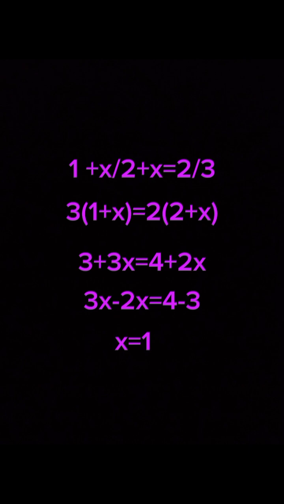So 3x minus 2x is x, while on the other side of the equation you have 4 minus 3. Now 4 minus 3 is going to give you 1 there. It means that your final answer, which is your x, is 1. Simple! Is that simple? Thank you so much for your time.